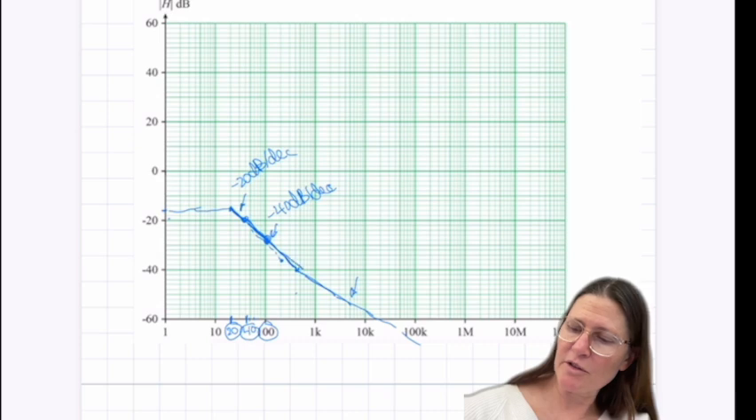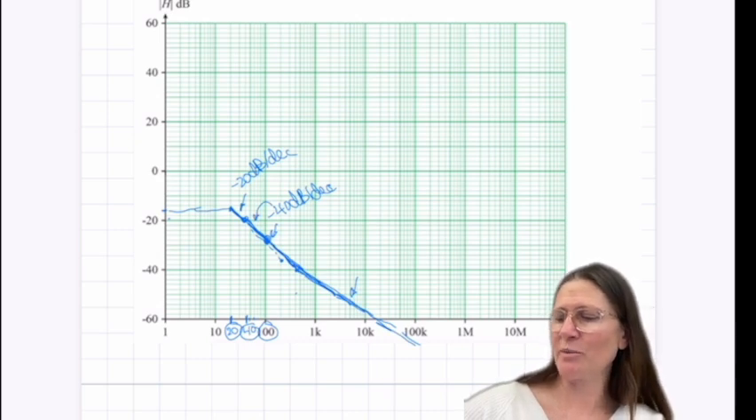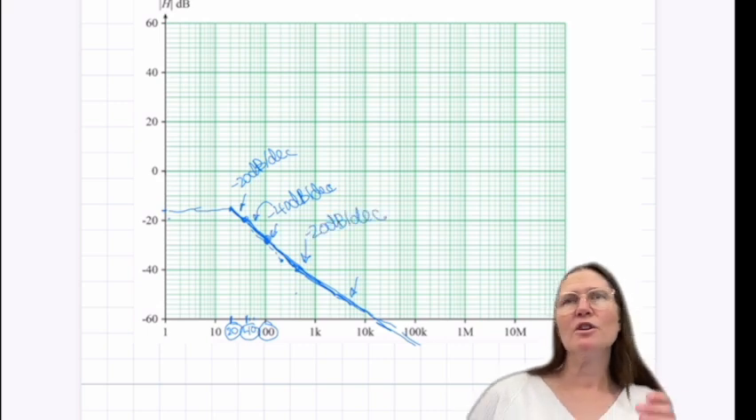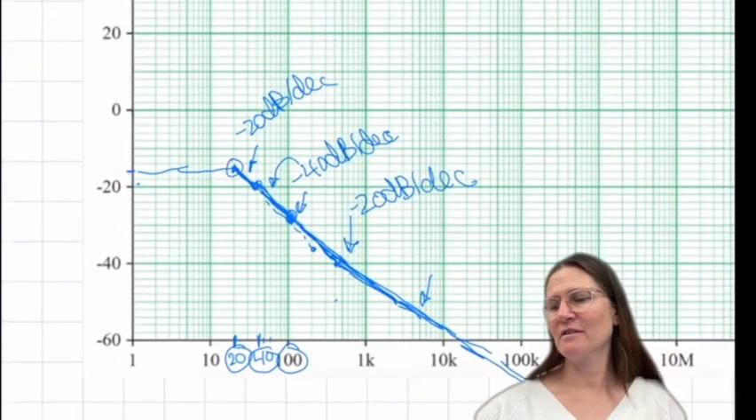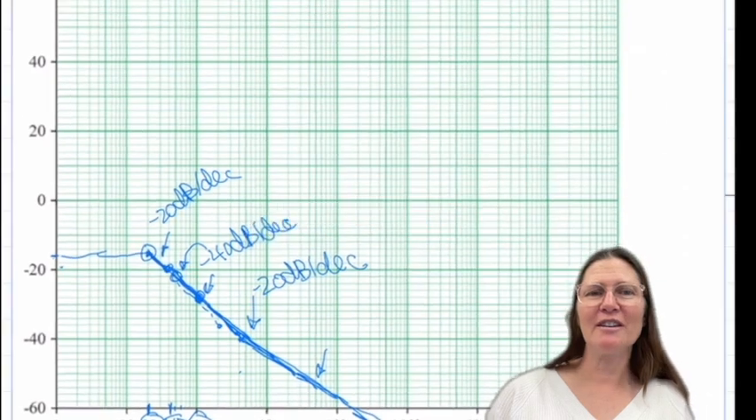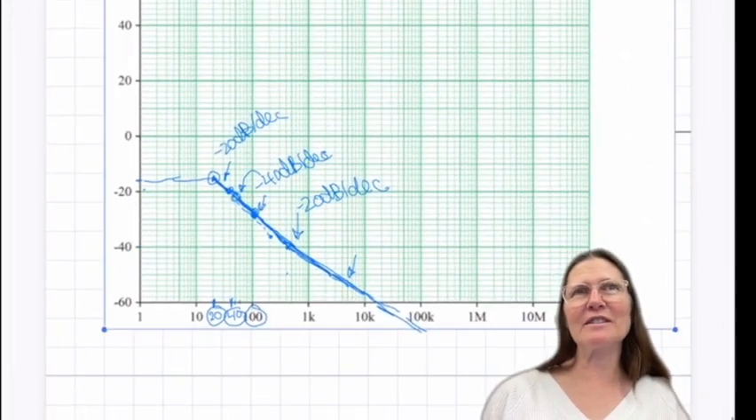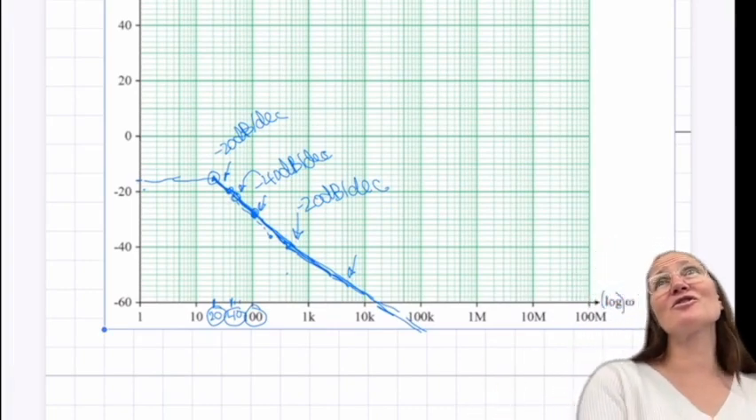And then at 100, sorry, this is not drawn very well, but this is 40, and then this one at 100 would go back to minus 20 dB per decade. So you're basically adding on each effect. These weren't great examples, but we'll go through some more. That was just a very quick example. All right, so go practice trying to draw these.